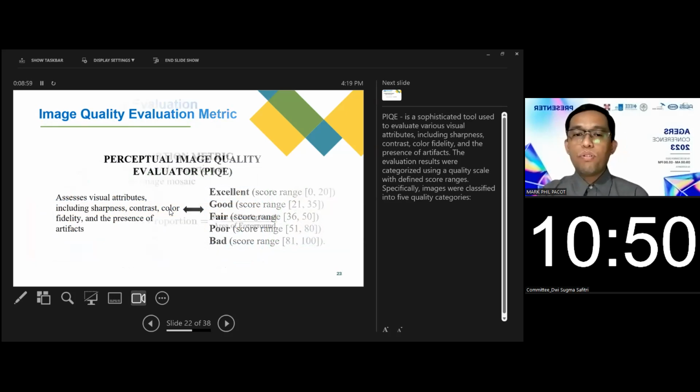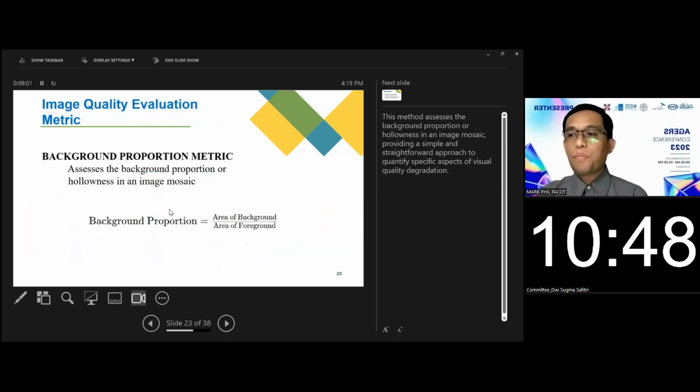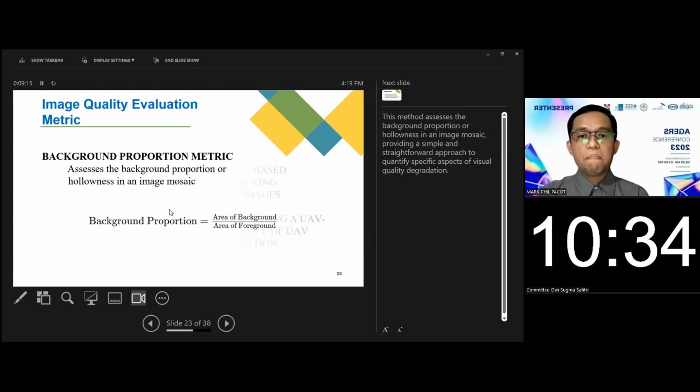We also use the background proportion metric to assess the background proportion, or the hollowness, in an image mosaic, using a simple formula: the area of background over the area of foreground.